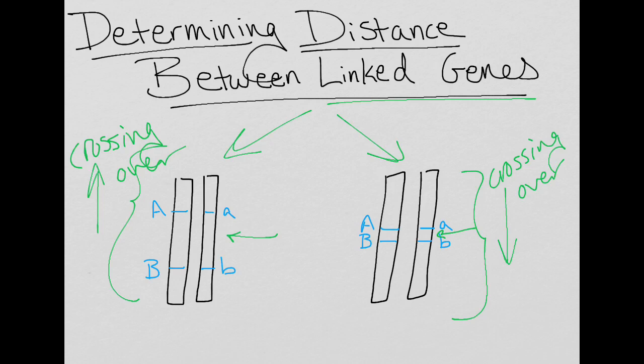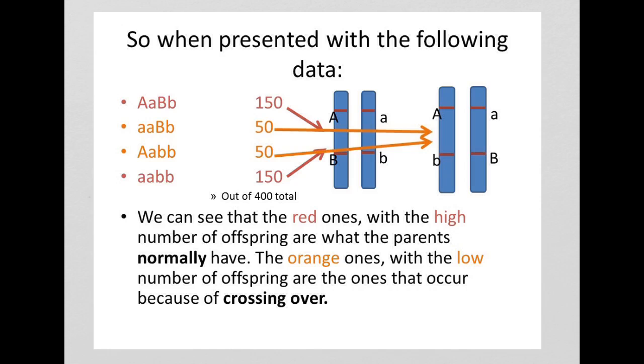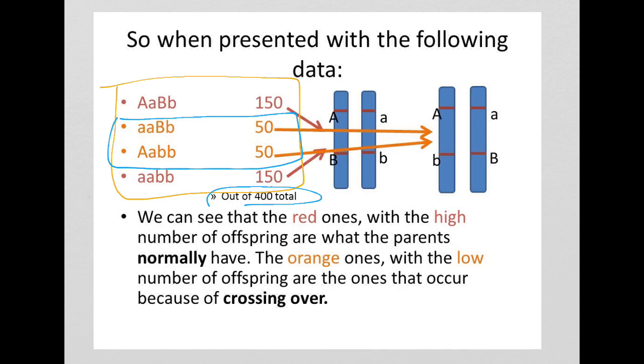And we measure this distance using something called linkage map units, or an LMU. And that will be the unit of distance between genes. So we have our data from before, and what we will be actually taking, we'll be looking at the recombinant offspring. So this is the offspring produced due to crossing over and the total.